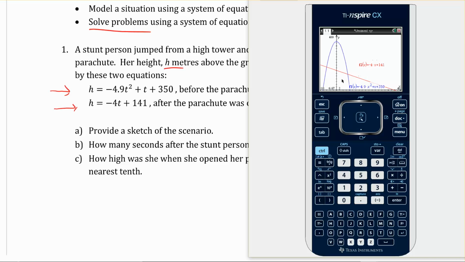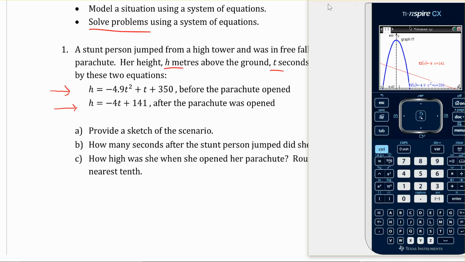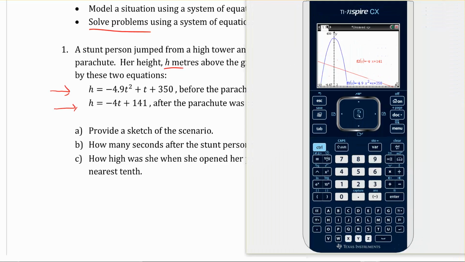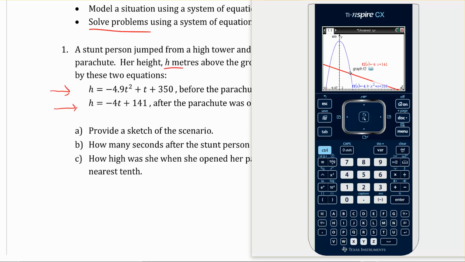Okay. So remember it says to provide a sketch. You can go ahead and make a sketch on your paper; the sketch would look like our graph looks here. And it asks, how many seconds after the stunned person jumped did she open her parachute? So what we're really asking is, when do these two graphs cross? So I need to find the intercept.